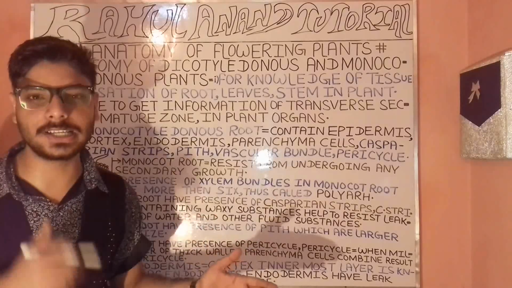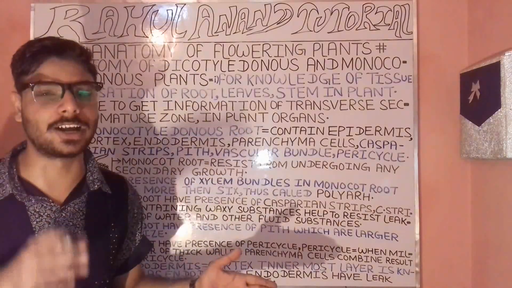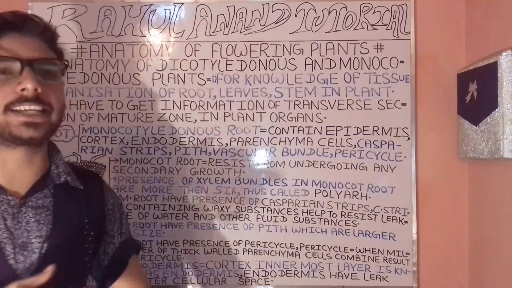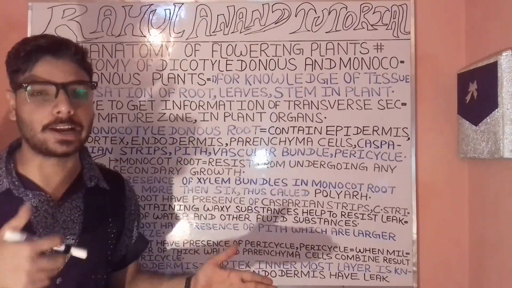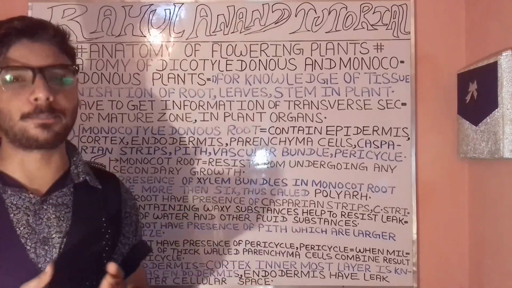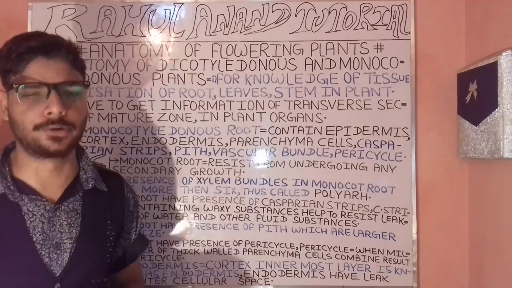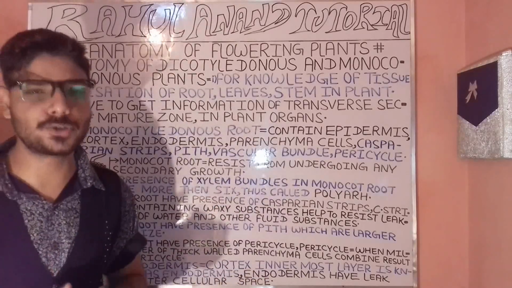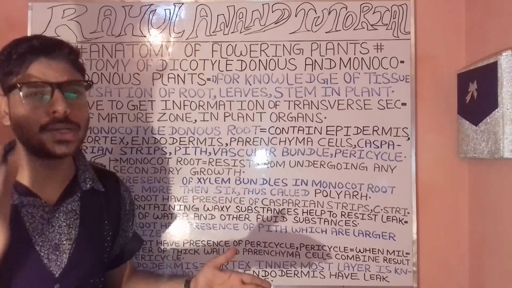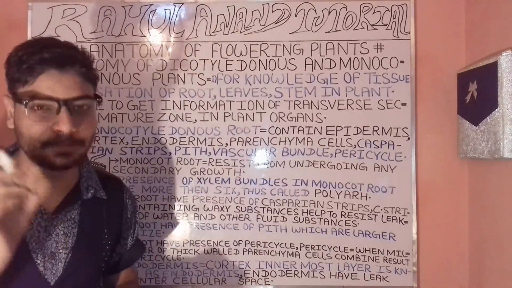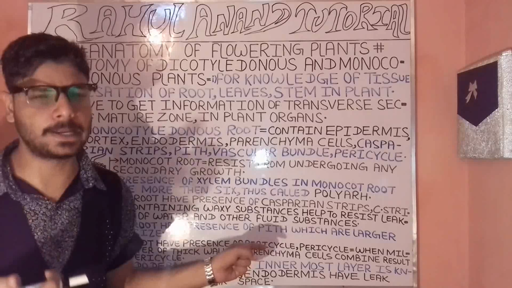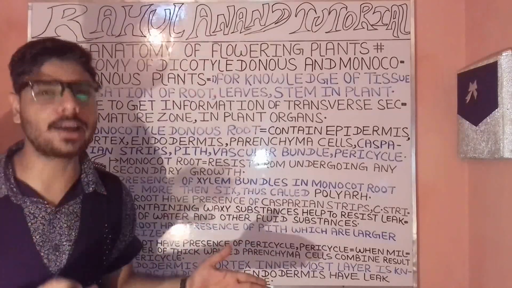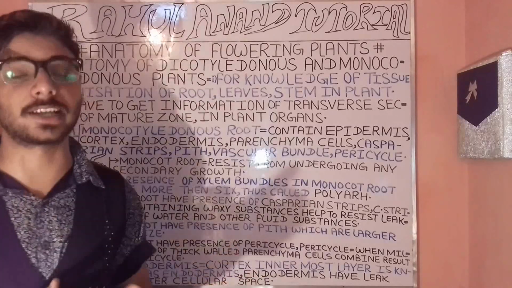As well as when we are talking about the vascular cambium, now let's understand the components of the monocotyledonous root. These are popularly known as the monocot root, remember? In this case, these resist undergoing the secondary growth.